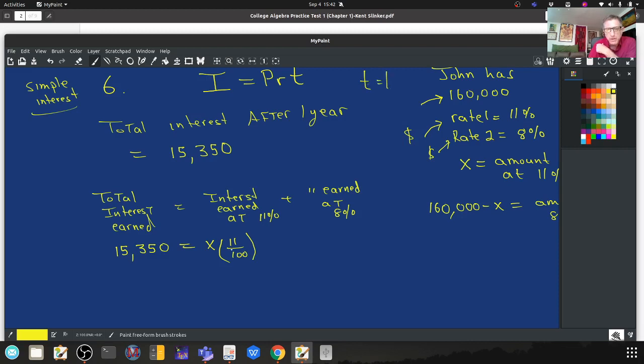times our time, but T is equal to 1. So I'm not even going to bother to write it. But if you wanted to, you could write times 1. But that doesn't affect anything. And then the interest earned at 8%, well, our principal is $160,000 minus X, which is the amount invested at 11%, times our rate in this case, 8 over 100. So now all we have to do is solve this equation for X.